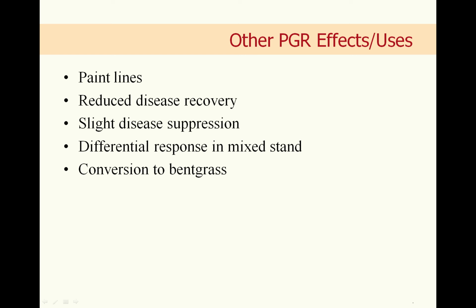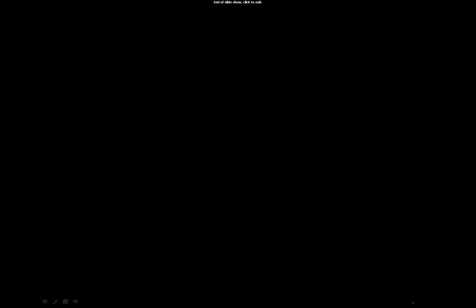So if you're going to overseed bentgrass seed into a mixed stand of bentgrass and Poa annua, it's a good way to slow down that Poa annua for competitive reasons. This is the end of the lecture on plant growth regulation.